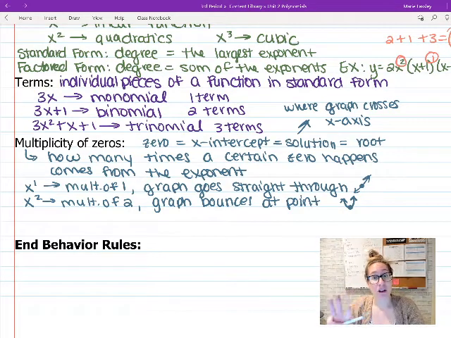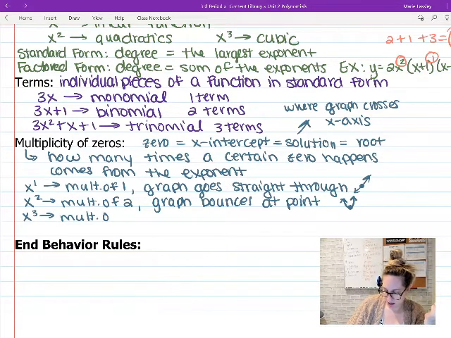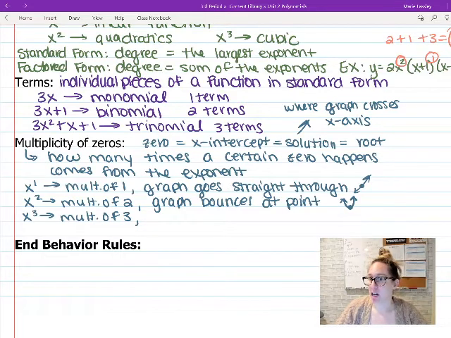The third type of zero or multiplicity that you guys are going to see is a multiplicity of 3, and that's when your zero has an exponent of 3. For this one, it doesn't do the going straight and it doesn't do the bounce. It kind of makes like a wiggle. So it looks kind of like your cubic function, which makes sense, right? Because it's to the power of 3.